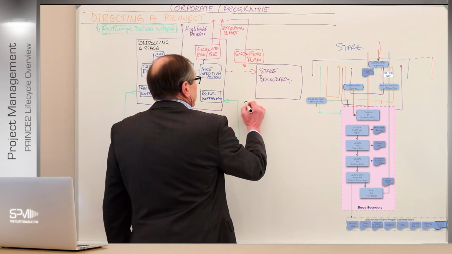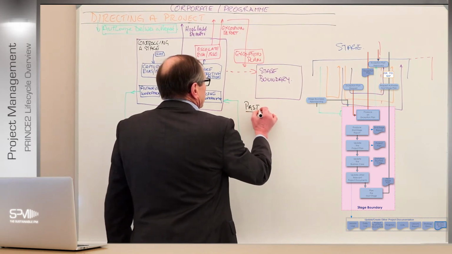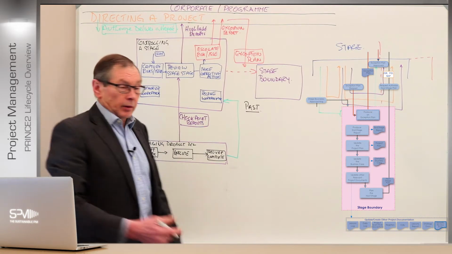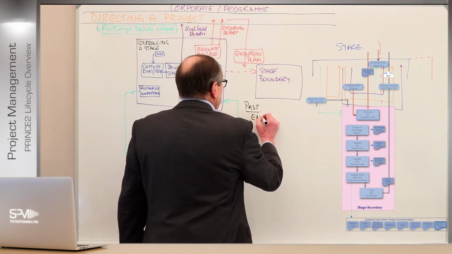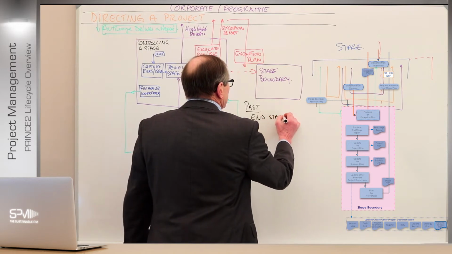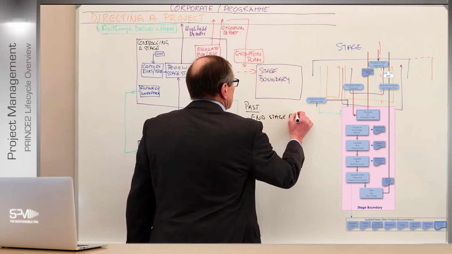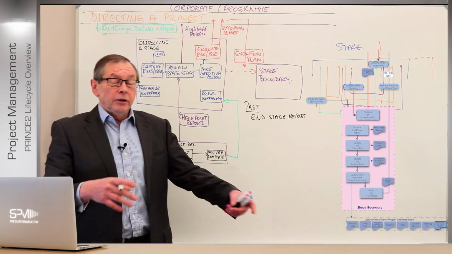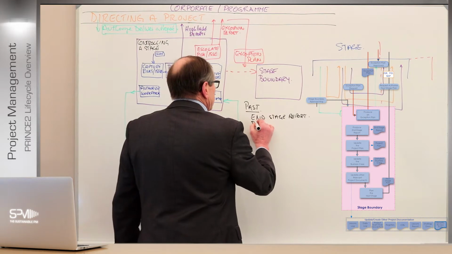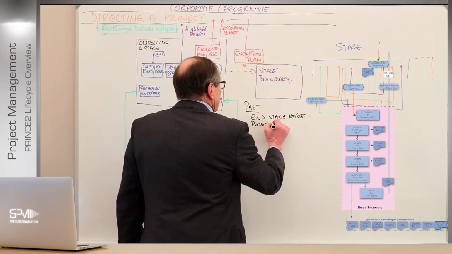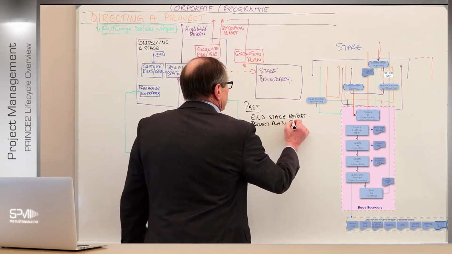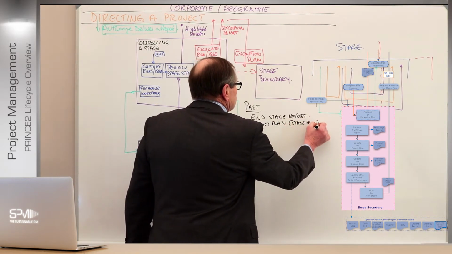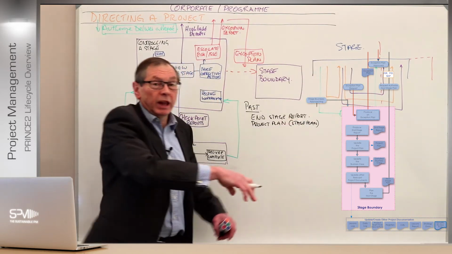So the first thing, as we just said, is look at the past. So we need to update all the documents relevant to that part. So we have an end stage report, to start with, to help us understand where we are. So the project plan will get updated, right? Because now that comes from the updated stage plan. Whether it's an exception plan or not, it doesn't matter. We've now completed the stage.